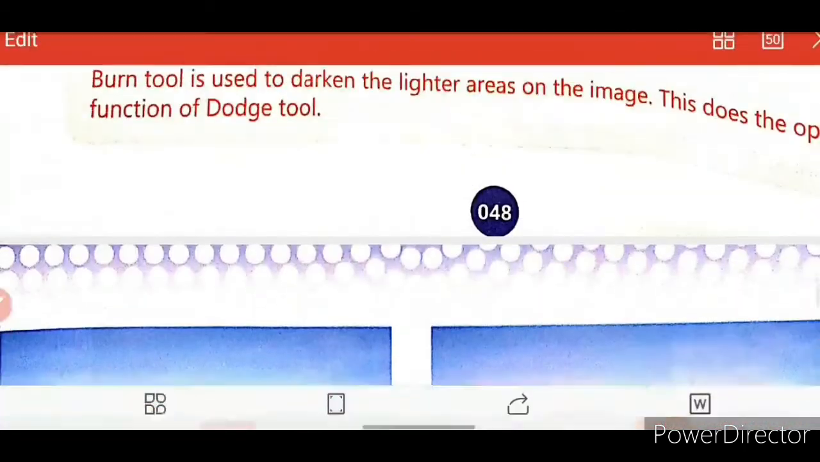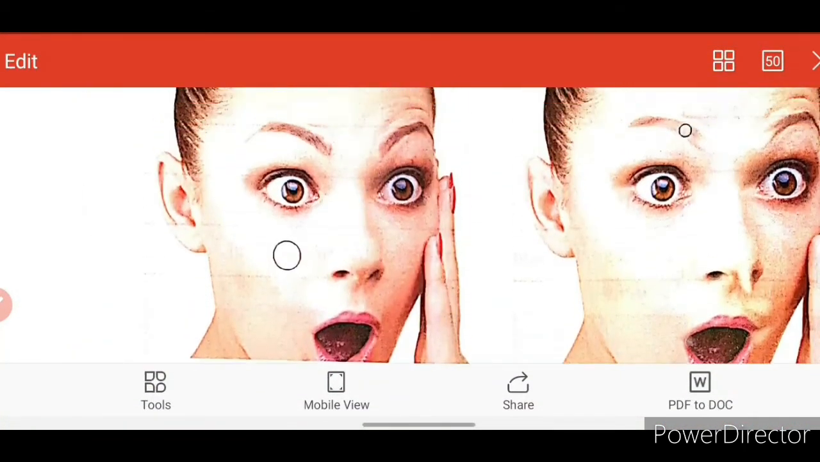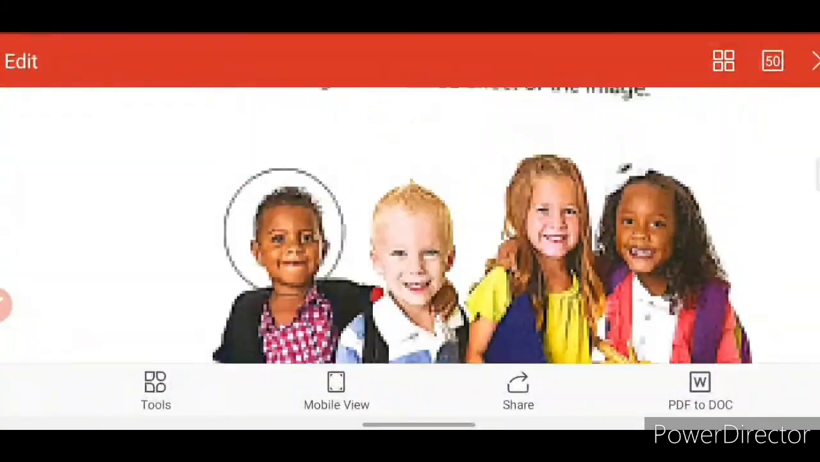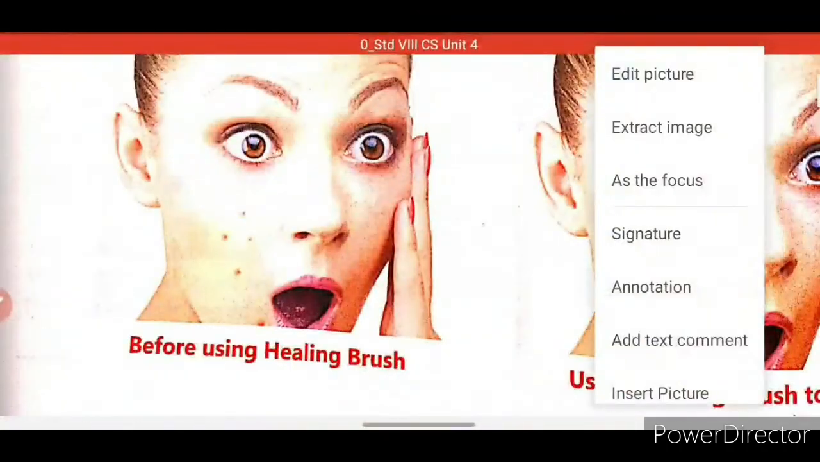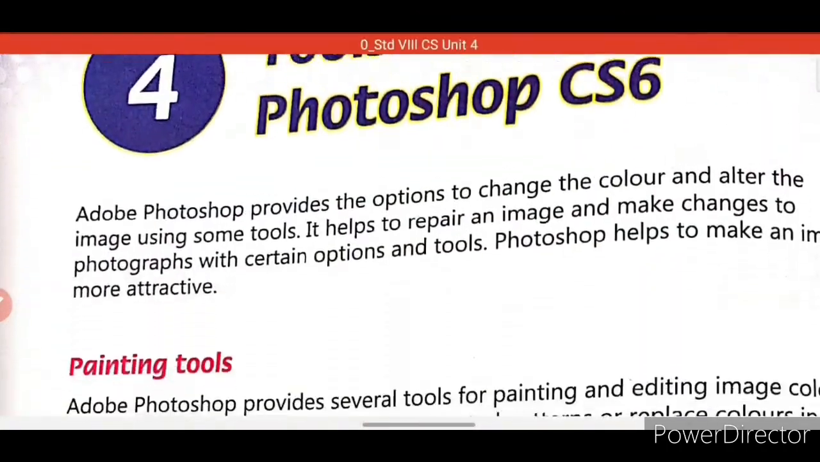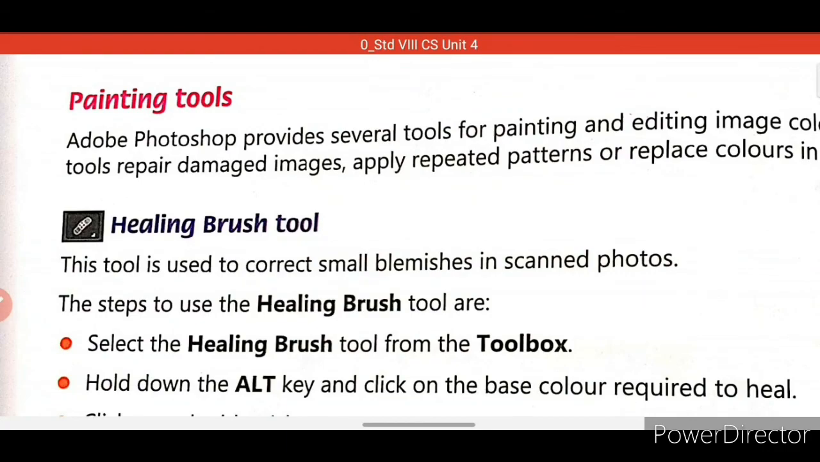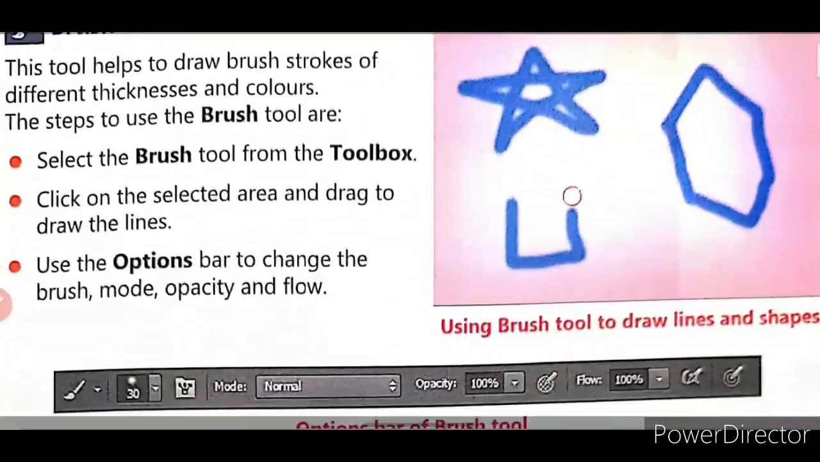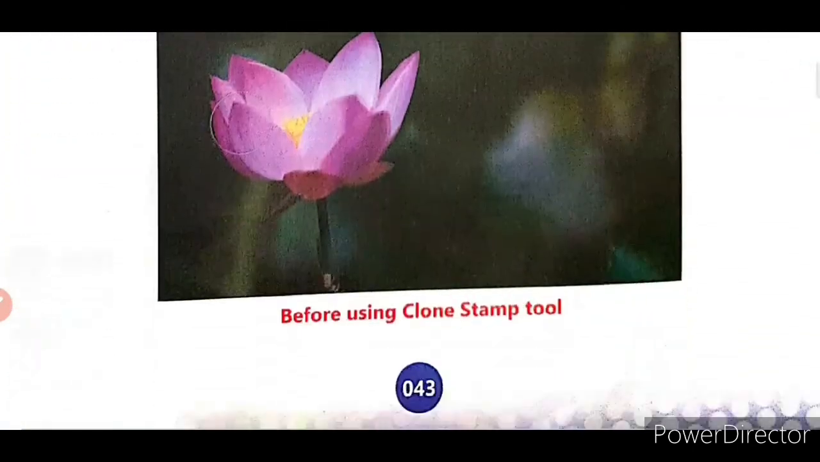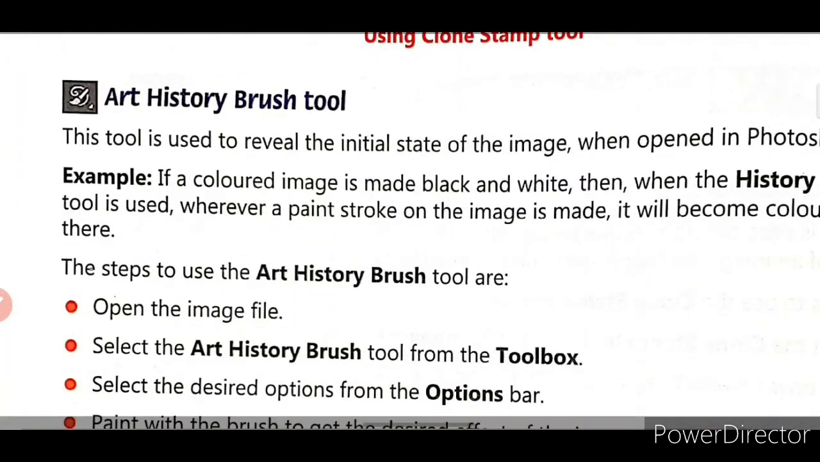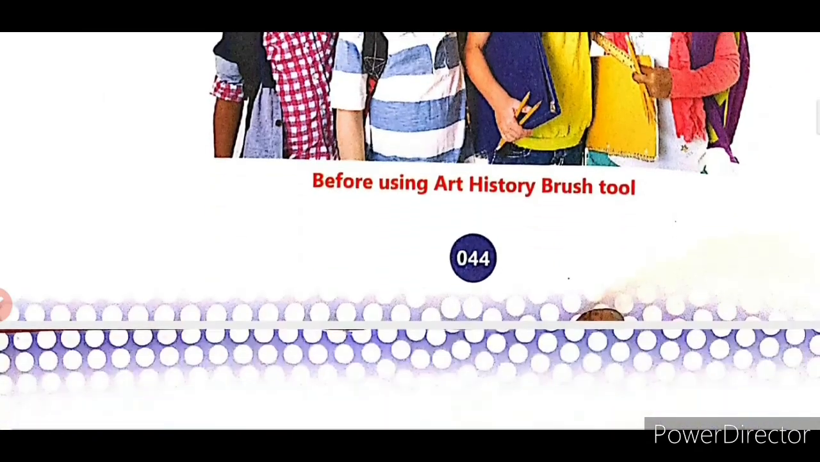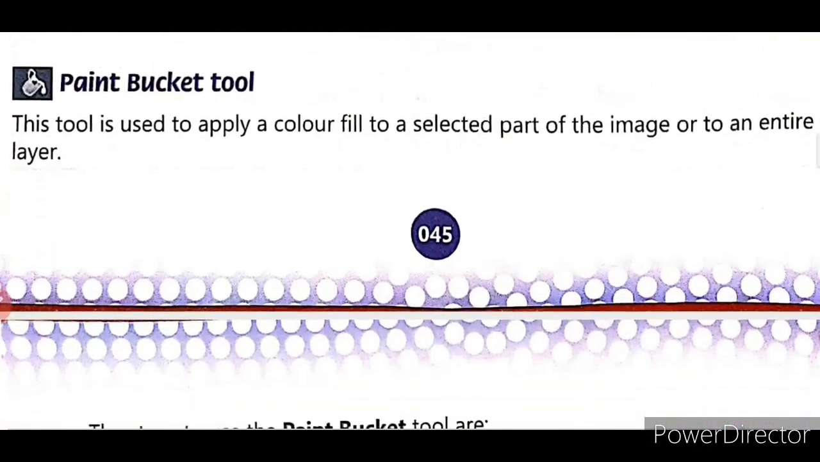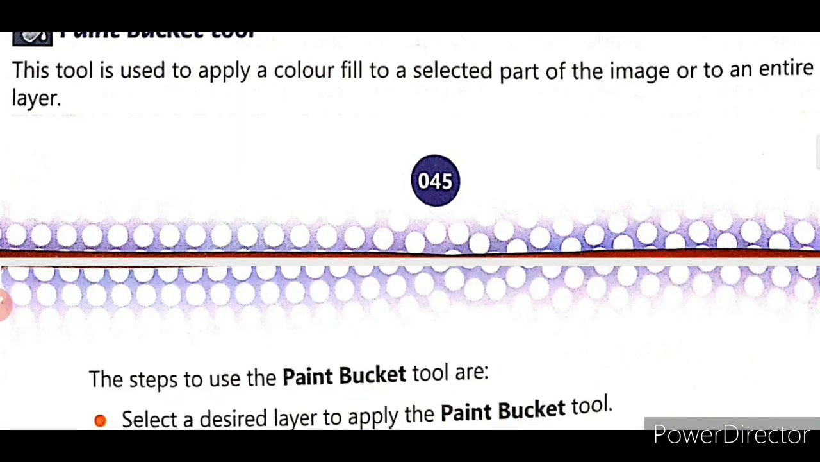Yes, clear? So this is about today's class, children. So let me have a short recap for today's class. We have seen about the various painting tools. What are the different tools we have seen? Healing brush tool, clone stamp tool, art history brush tool, eraser tool, paint bucket tool. So these are the various painting tools.